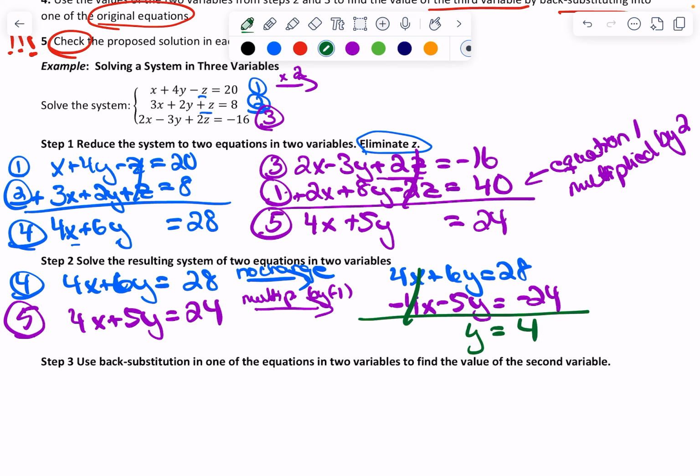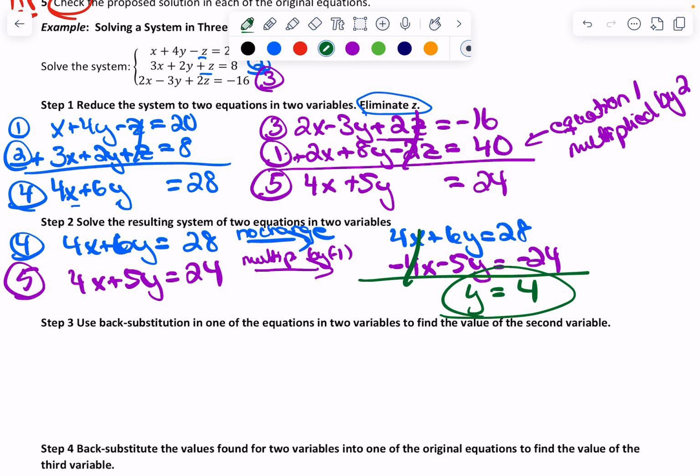Well, that was actually very easy, because we get y straight. We don't have to do anything else. Everything cancels out. So now we have y. Now our next step is to use back substitution in one of the equations in two variables. So the two variables, those are the equations 4 and 5. So we're just going to pick one of those equations, and I'm going to go ahead and pick 4.